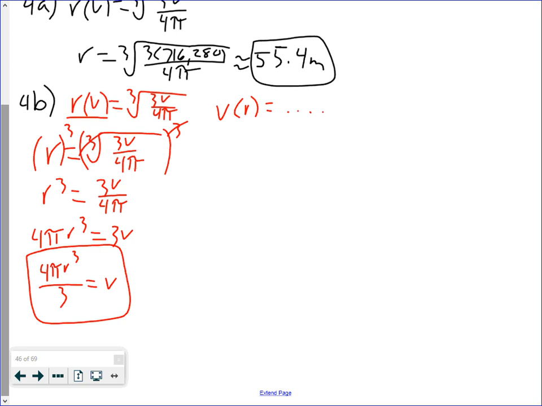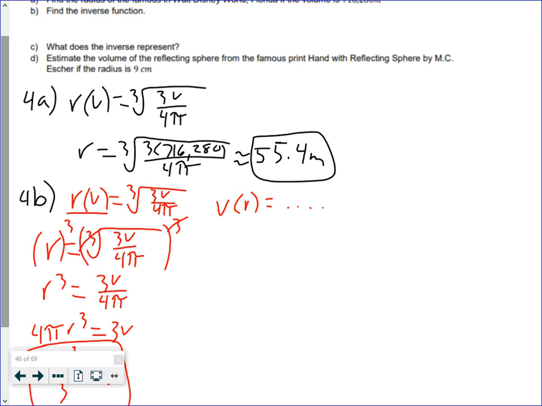And now let's go see what 4c is asking us to do. What does the inverse represent? So the inverse represents the volume of the sphere given the radius. So it gives you the volume given the radius. All right, so I'm basically saying if I have my radius, I can find my volume. That's what it's saying. Estimate the volume of the reflecting sphere from the famous print Hand with Reflecting Sphere by M.C. Escher, if the radius is 9 centimeters.